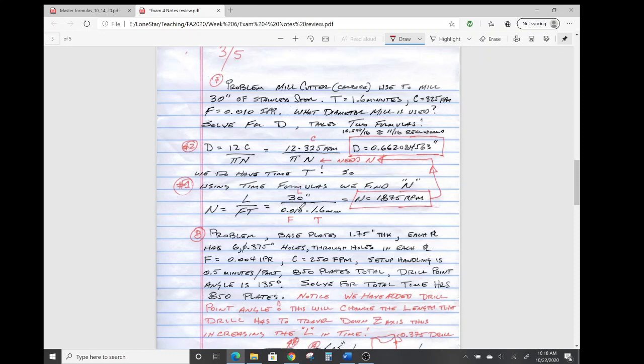So we do this. 30 inches divided by our feed rate, divided by the time, and we get a theoretical RPM of 1,875. And go plug this back in up here. And you'll end up, when you do the math, coming up with a diameter of 0.662. Now, I seriously doubt you're going to be able to find a mill that is exactly 0.662084563 in diameter. So what do you do?